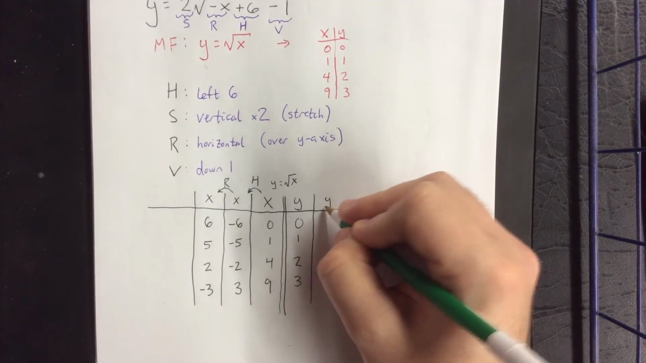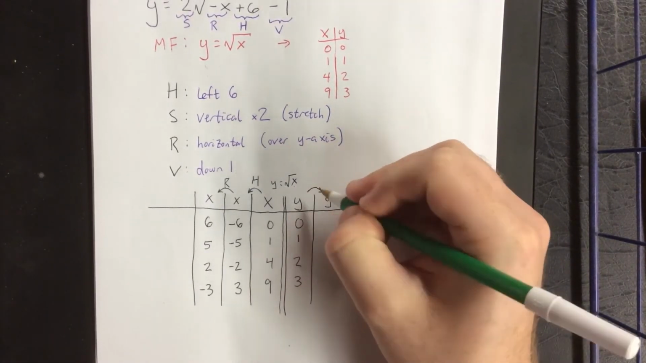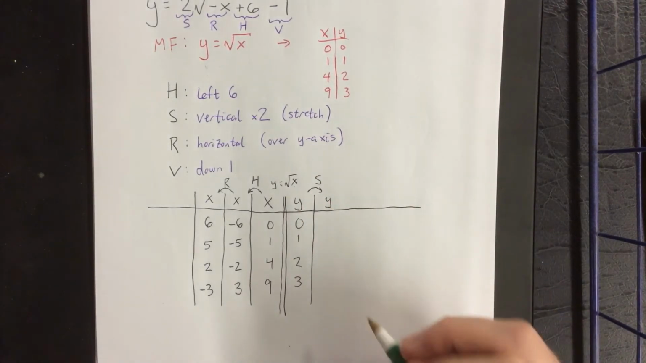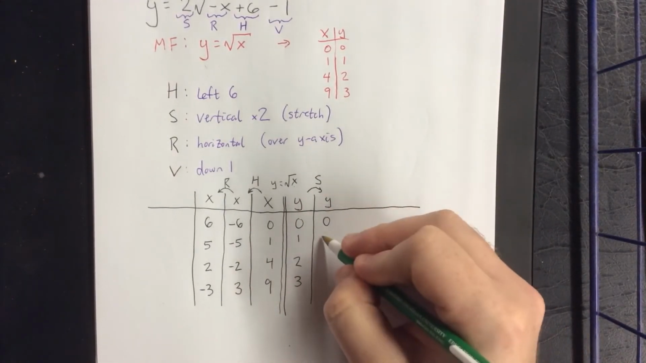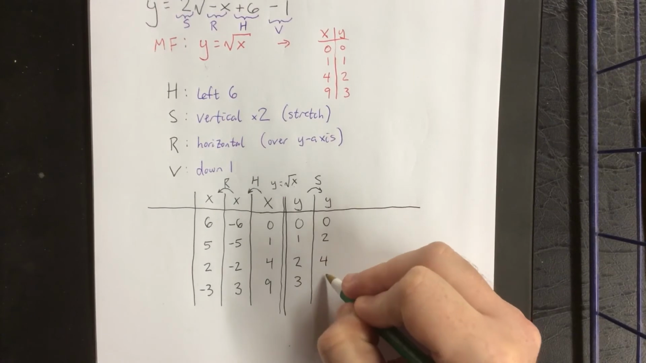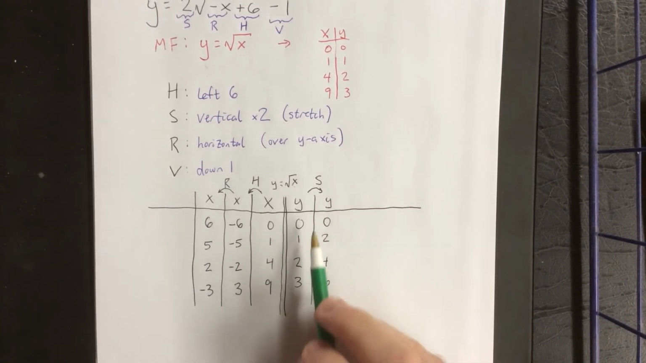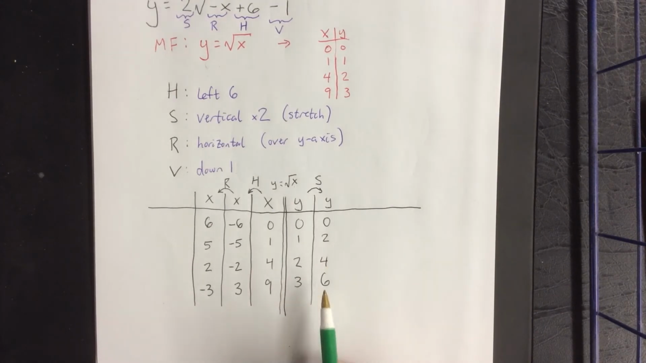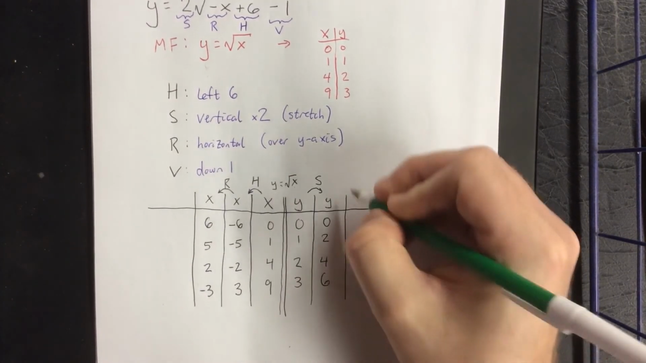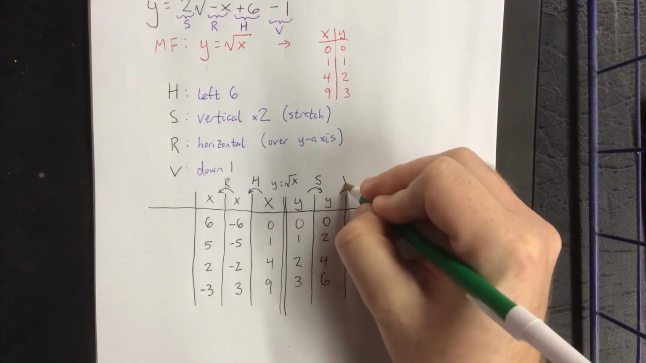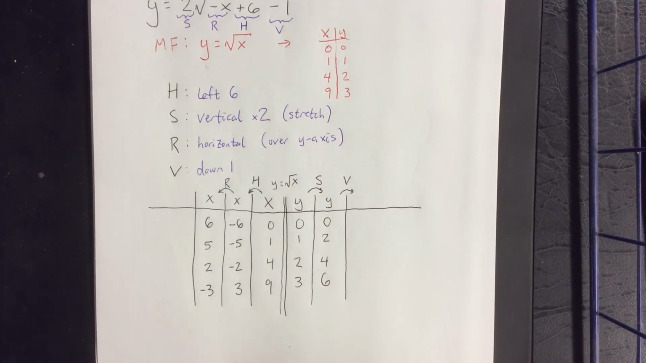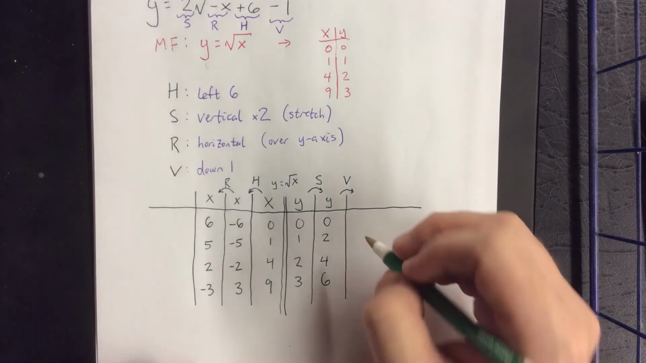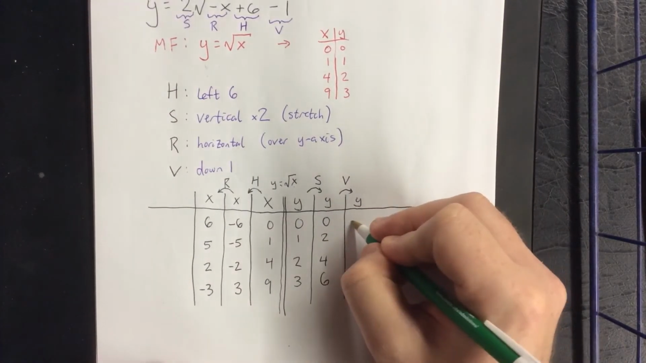Now, in the other direction here, we have a vertical stretch by a factor of 2. So all of our y values will be doubled. 0 becomes 0, my favorite multiplication. 1 becomes 2, 2 becomes 4, 3 becomes 6. And then we will also have a vertical shift associated with this. We said that the vertical shift is down by 1.